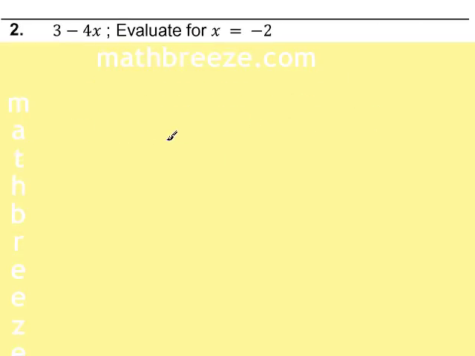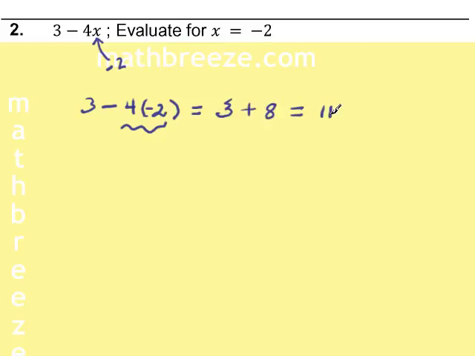In the second one, we have 3 minus 4x, and we're substituting in a negative 2 right here. So let's rewrite, putting parentheses for x, and put in the negative 2. And first we're going to do multiplication. We're going to multiply minus 4 times minus 2. So we have 3 plus 8, which is equal to 11.